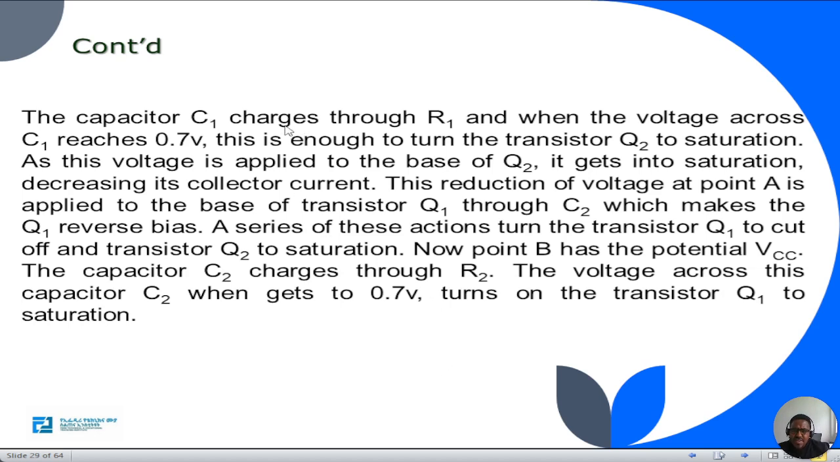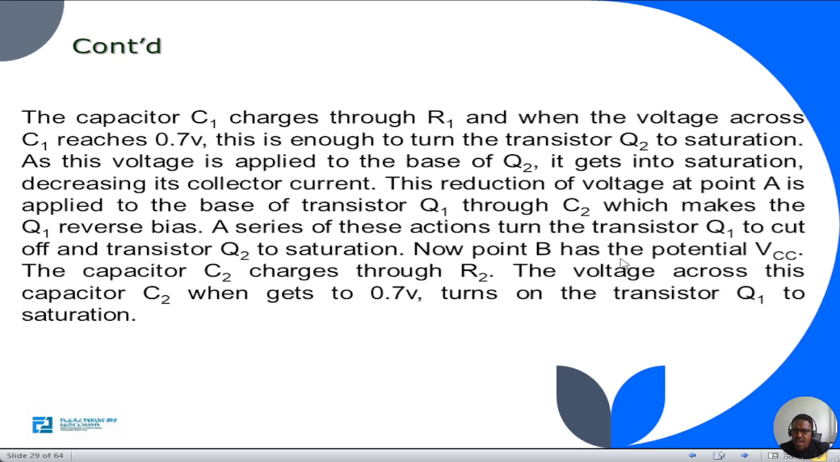Then the capacitor C1 charges through R1, and when the voltage across C1 reaches 0.7 volt, this is enough to turn the transistor Q2 to saturation. As this voltage is applied to the base of Q2, it gets into saturation, decreasing its collector current. This reduction of voltage at point A is applied to the base of transistor Q1 through C2, which makes Q1 reverse biased. As a result of this action, transistor Q1 turns to cut off, and Q2 is in saturation.